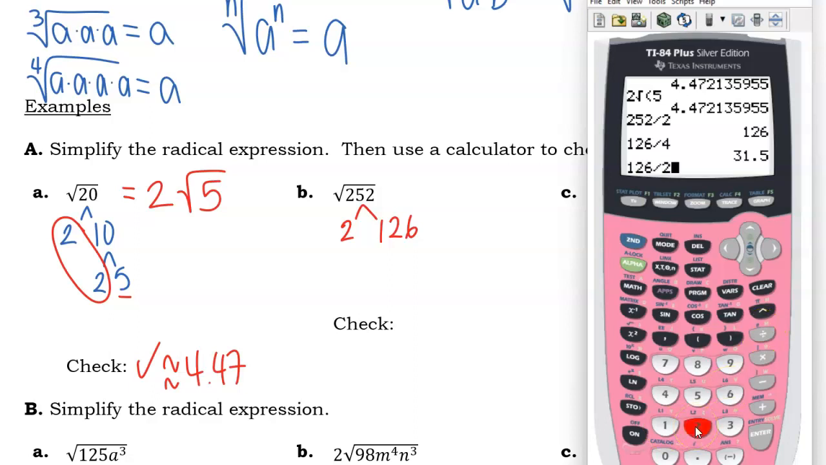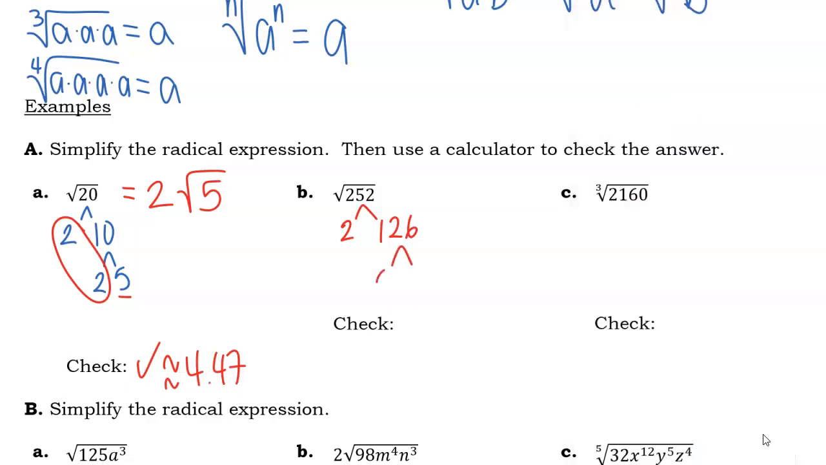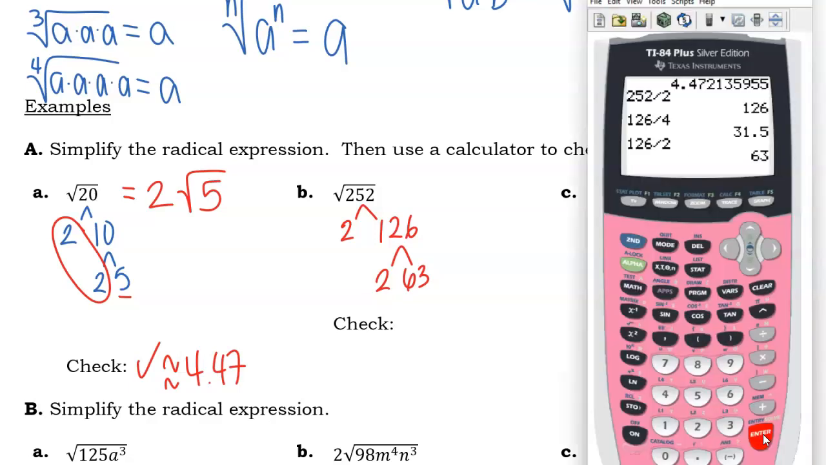Just wanted to see what happened, but now I know 2 should work again because it's even, okay? So 126 divides by 2 to give me 63. And I know 63 won't divide by 2. It is an odd number, but it probably divides by 3 because it ends in a 3.